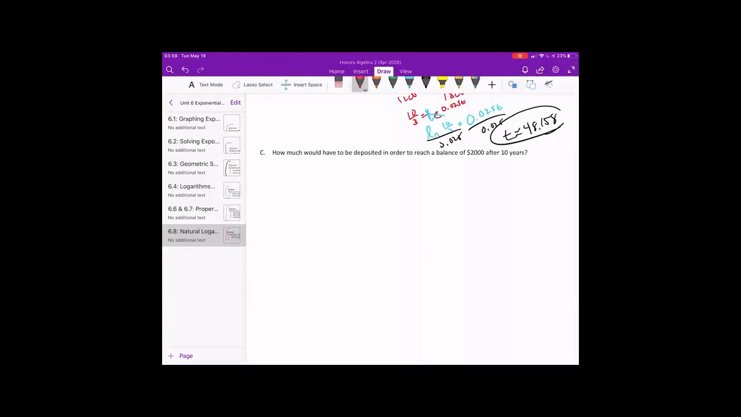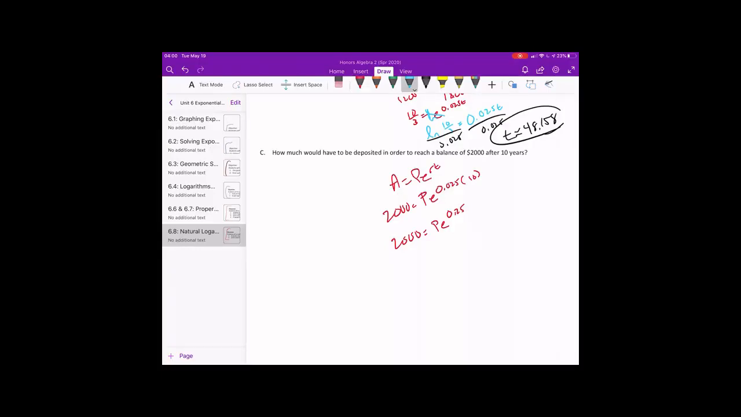All right, so let's look at part C here. How much would have to be deposited in order to reach a balance of $2,000 after 10 years? So we have the final amount, but what we're looking for is the initial amount. So in our PERT formula, we've got the 2,000. We're asking what P is going to be based on our rate of 2.5% and 10 years. And so we get 2,000 is equal to P times e to the 0.25.